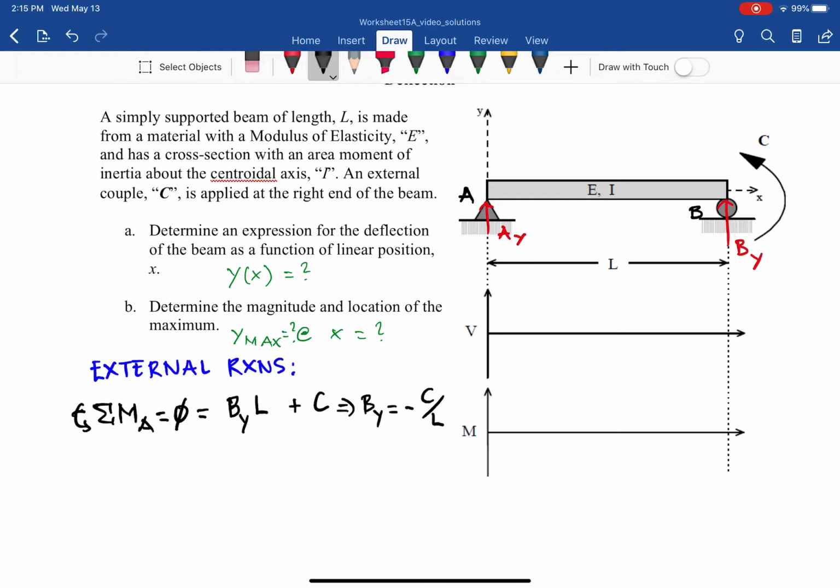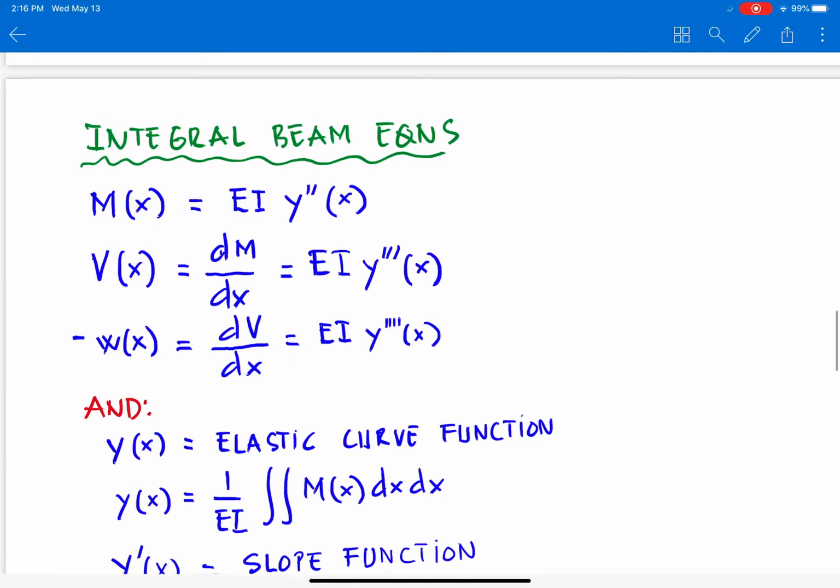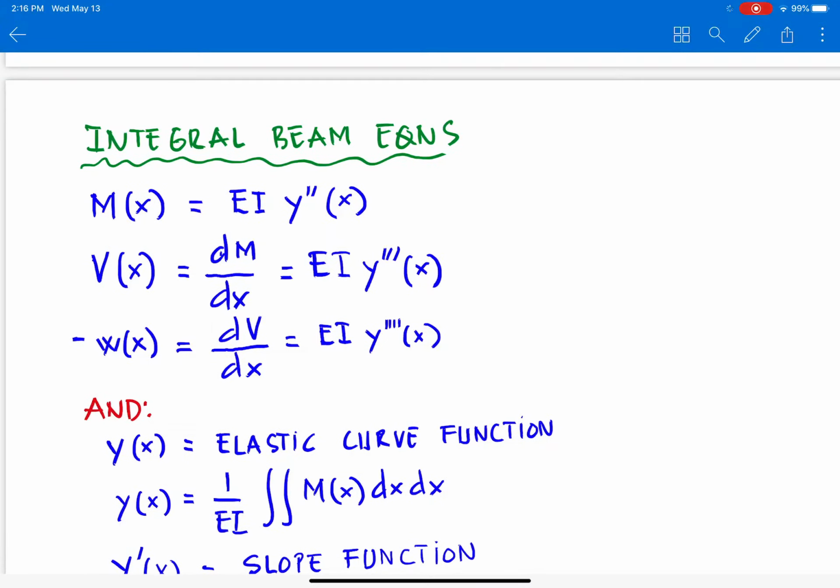Then if we apply the sum of all the forces in the y direction equal to 0 for equilibrium, we have AY plus BY equals 0. Plugging in BY as negative C over L, we have AY, the vertical reaction at pin A, equal to C over L. From that external reaction, we can go ahead and apply the integral beam equation.